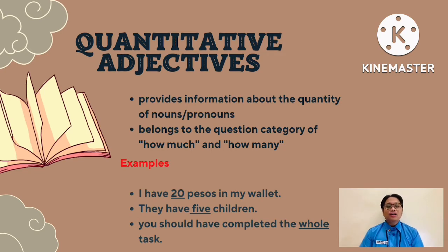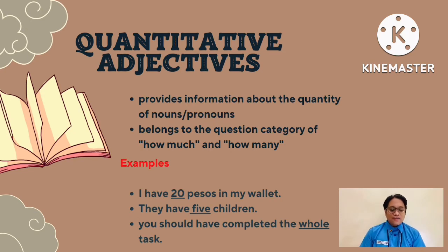Next we have, for example, they have 5 children. So the quantitative adjective used in this sentence is 5. That answers the question, how many? So how many children? 5 children. So 5 describes our noun, which is the children. Understand? Okay.